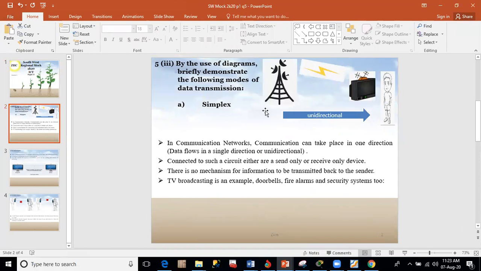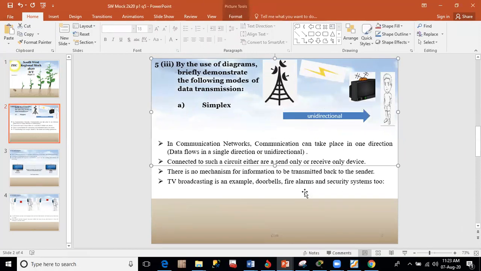When we talk of simplex, it is unidirectional. Unidirectional means that it only occurs in one direction. There is no means for the receiver to respond back to you. So at one end of the communication, there is a transmitter, and at another end, there is a receiver.